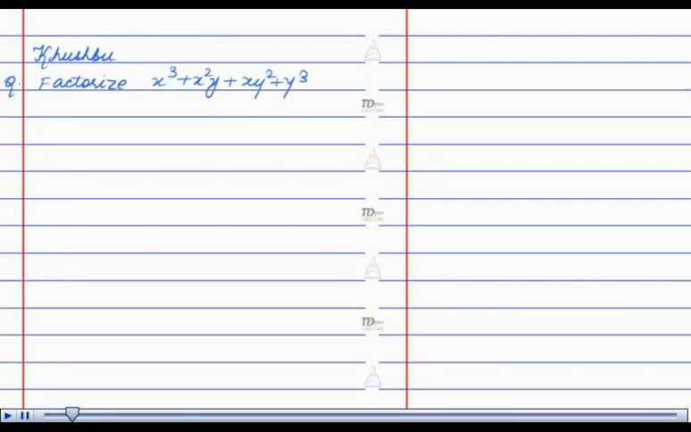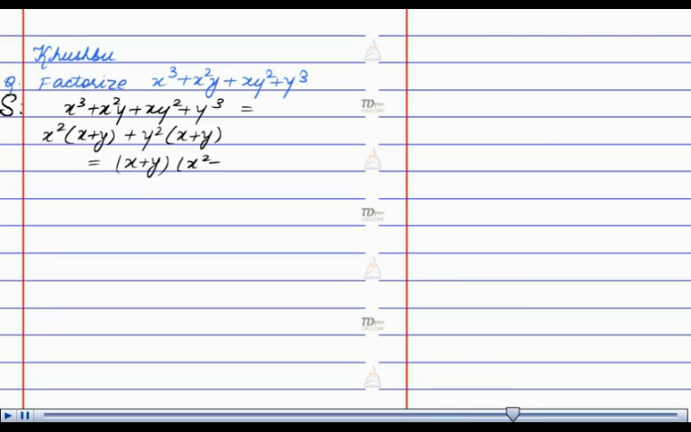Hello, I am Khushbu. The question is: factorize x cube plus x square y plus xy square plus y cube. Taking out x square common from the first two terms, we are left with x plus y. Again taking out y square common from the last two terms, we are left with x plus y. Now taking out x plus y whole common, we are left with x square plus y square. So the final result is (x plus y) into (x square plus y square).